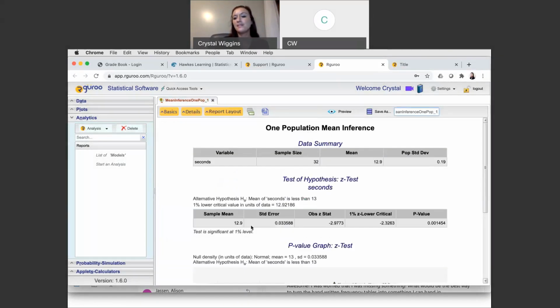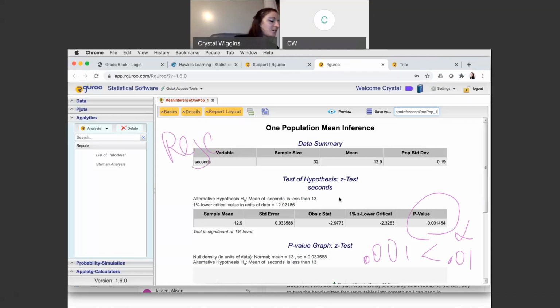So this tells me that the p-value is 0.001. 0.001 is less than the alpha. Let me write this in. Let's point out what we're looking at here. So my p-value, 0.001, is less than alpha, which is 0.01. And therefore, since my p-value is really, really small, I am going to reject the null.